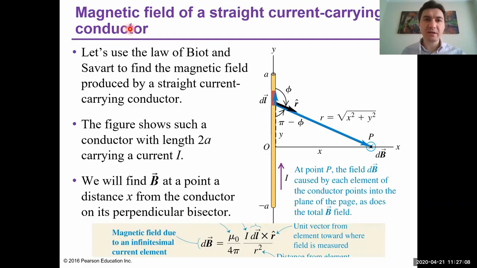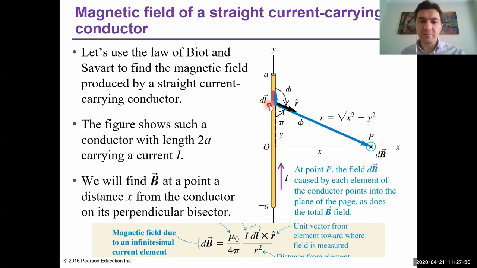Let's continue with the magnetic field of a straight current-carrying conductor. Here we have a conductor. It carries current I, and its length is 2A, from minus A to A. This is the x-axis, this is the y-axis, and the current is flowing along the y-axis. This is the origin. So here we have a point P, and we would like to calculate the magnitude and direction of the magnetic field produced by that current element, DL.